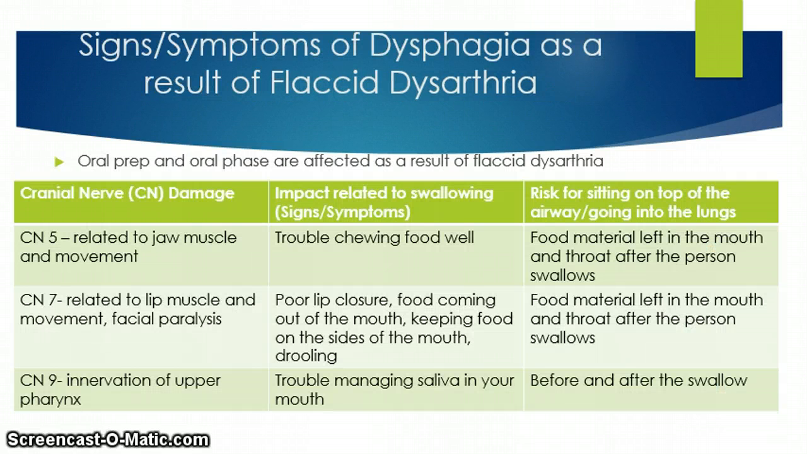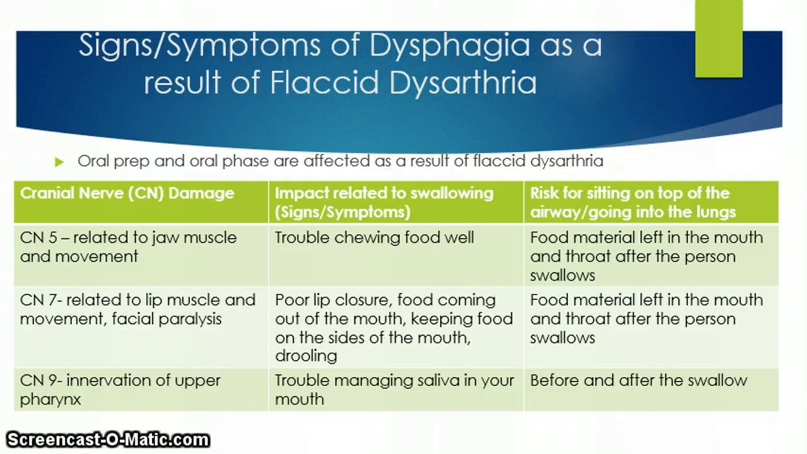So there are signs and symptoms that the person is having trouble swallowing as a result of this muscular weakness. The first column is the brain nerve that is affected due to the flaccid dysarthria, and the middle column explains how it affects the person's swallowing. So let's take a look at the first one. Cranial nerve 5 is related to the jaw muscle and its movement. Therefore, if the person has trouble with this, they're not going to be able to chew their food well.